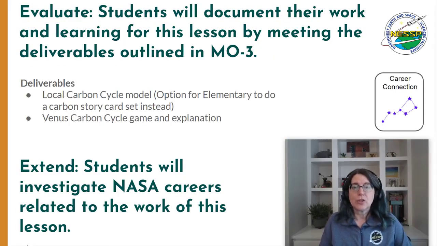In Evaluate, students will document their work in this lesson and meet the deliverables outlined for MO3. There are two deliverables for this mission objective: the local carbon cycle model that they make and explain, and the Venus carbon cycle game and explanation that they make in the Elaborate section. And of course, for those elementary age students, we do have that option for them to create the carbon story card set instead of the local carbon cycle model.